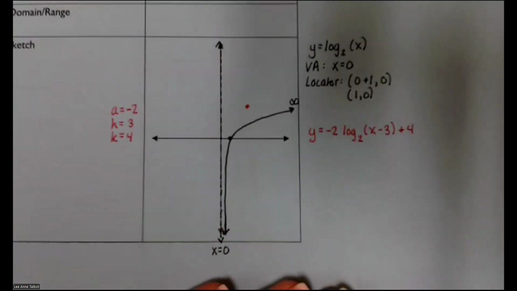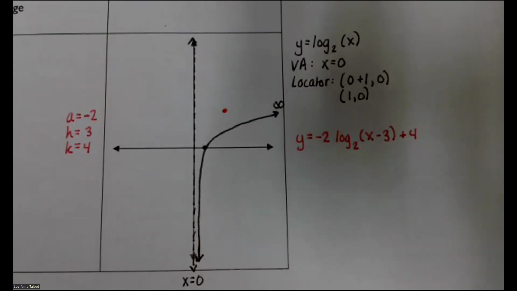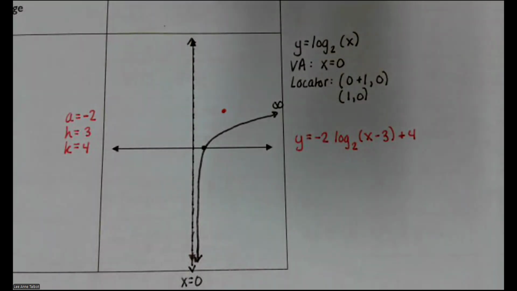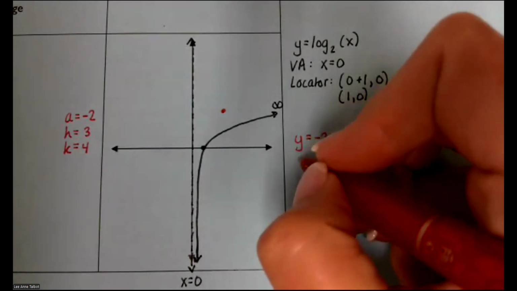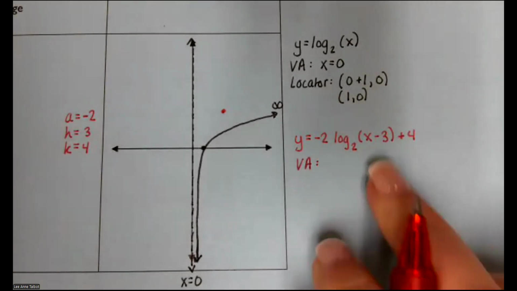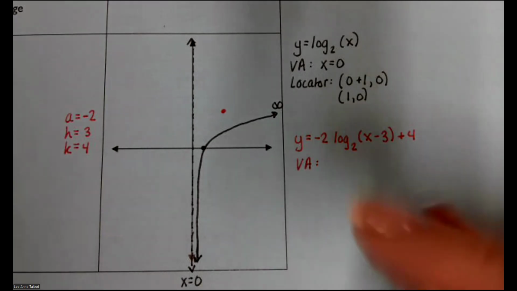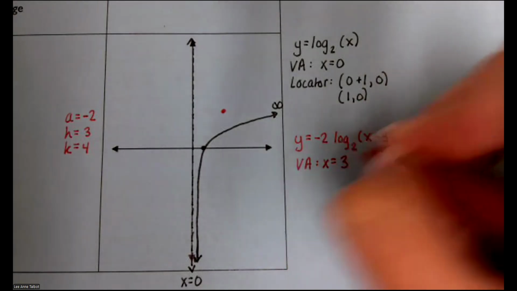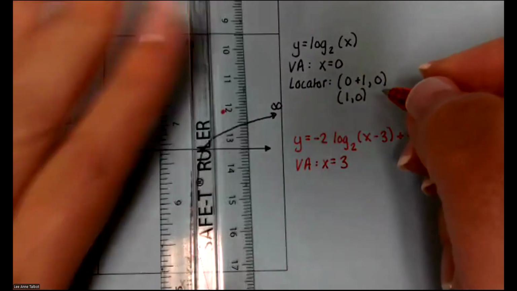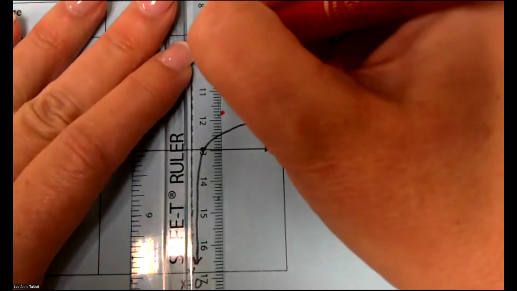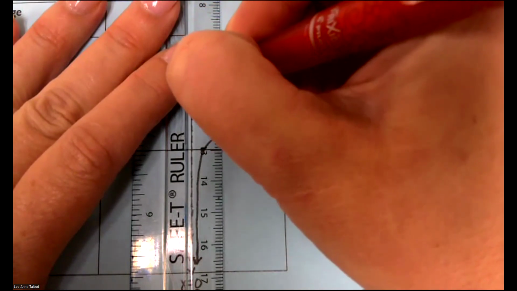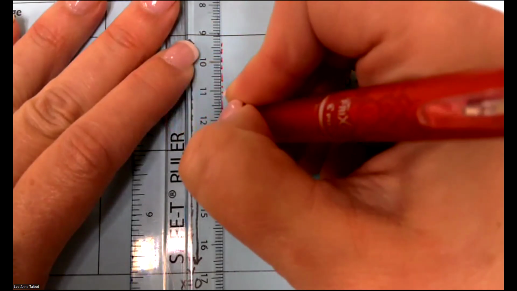Here is the transformed equation that we're going to graph. Okay, and what is the vertical asymptote for this one? Mm, 3. Okay, so you're gonna go through that point 3, 4. And now you can see why HK can't be the locator point.